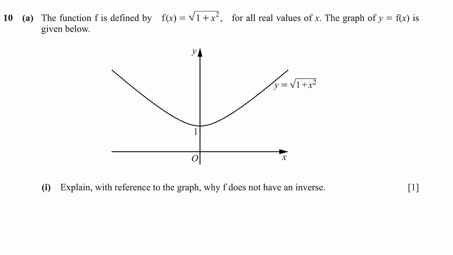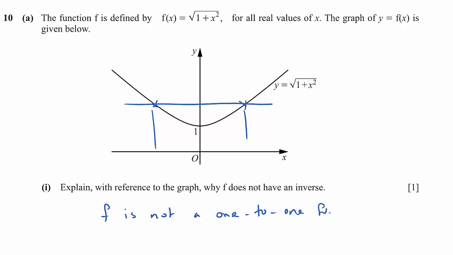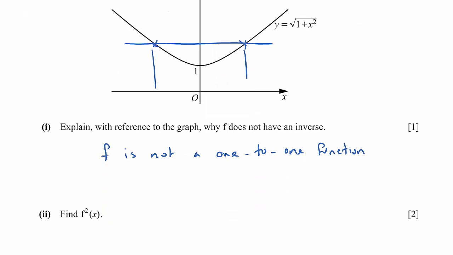Function f is defined by f of x is the square root of 1 plus x squared for all real values of x. The graph is shown below. Explain with reference to the graph why f does not have an inverse. So all we need to do is pop a horizontal line on here and say that f is not a 1-to-1 function, or equivalently we could say that it's a many-to-one function.